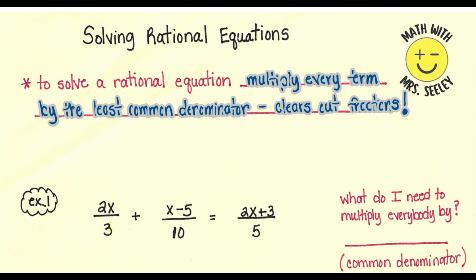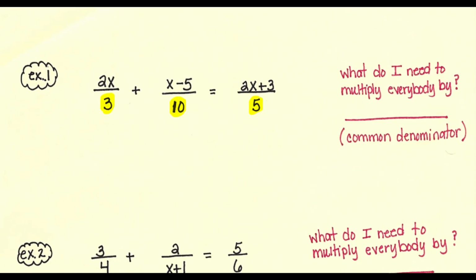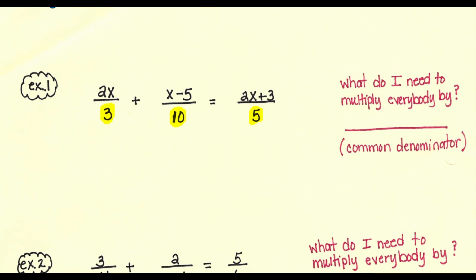So you want to look at your denominators. You have a 3, a 10, and a 5. So you have to pick a number that 3, 10, and 5 will all go into, preferably the smallest number. So I think to myself, what does 10 and 3 and 5 go into? And I see that that's a 30. So I'm going to multiply every single term by a 30.